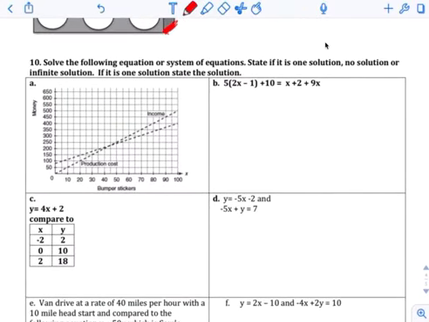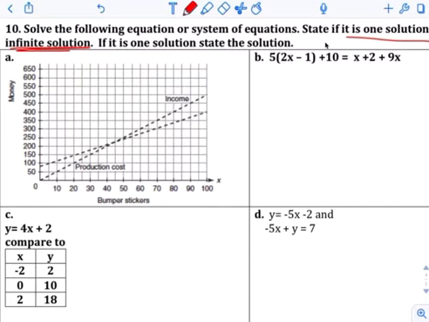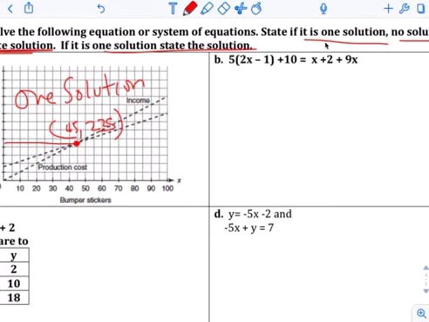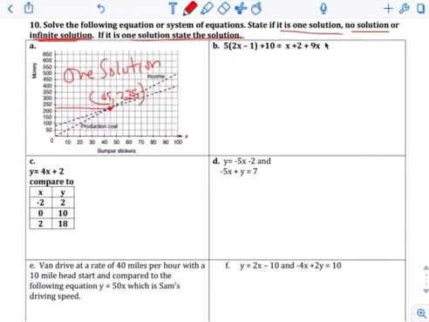Solve the following equation. State one solution, no solution, or infinite solution. One solution. This is one solution. Somewhere here. So 45 and, if it's one solution, state the solution. 45 and 225, about close enough estimate. Okay, solve this and see if it's one solution or no solution.